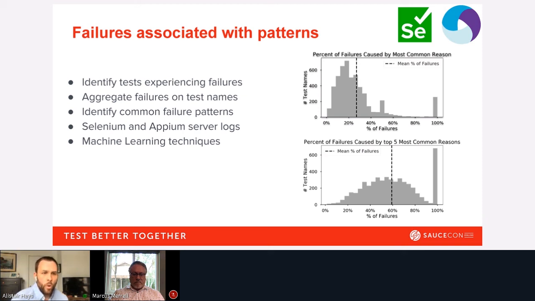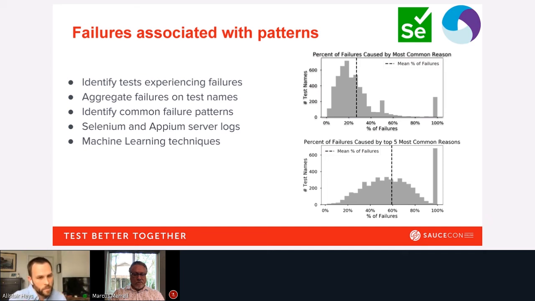So one really interesting thing here is that we ran our failure analysis algorithms to pull out what we call failure patterns, which would be the sequential and non-sequential set of Selenium and Appium commands. And we ran it against a subset of customer data coming in. And what we found is, over the course of analyzing 3 million tests, on average, for any given test, 27% of failures can be associated with one single failure pattern.